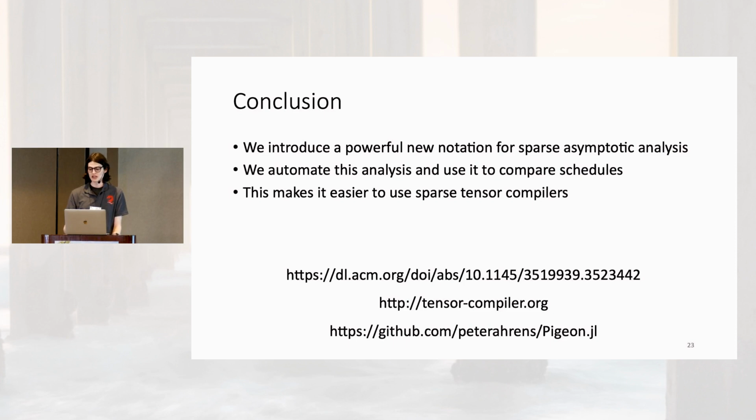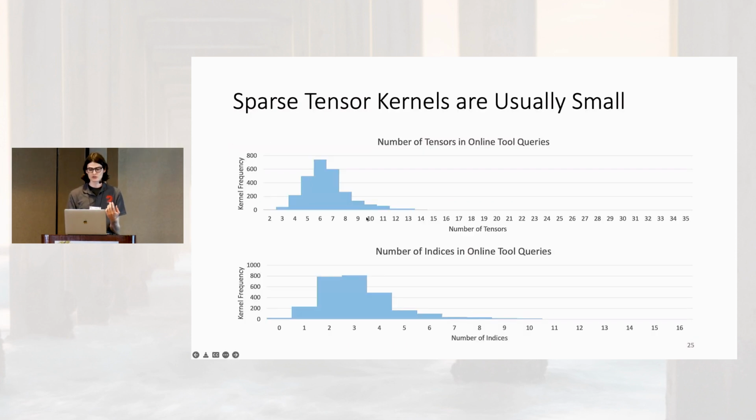I think the other thing I'll say is I actually have a backup slide for that, which is that the sizes of these kernels are usually small. If we look at the set of all kernels that were submitted to the Taco web tool over the course of its lifetime, we see a median of 6 tensors in each expression and a median of 3 indices. So these kernels that people are interested in are usually small, and what we really would like is a way to enumerate asymptotically okay starting points for further optimization.